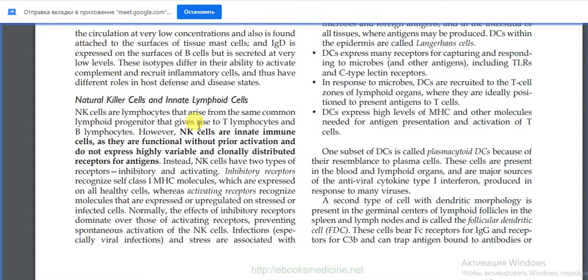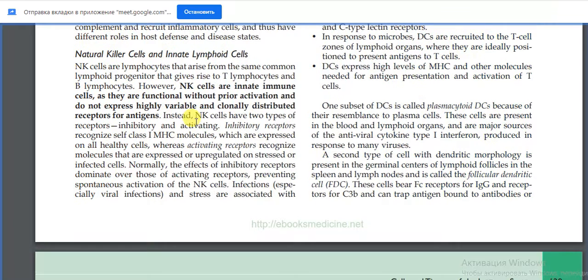Okay, natural killer cells have 2 types of receptors. They are inhibitory and activating receptors. So inhibitory receptors can recognize the MHC1 molecules. As you remember, they are present in all cells. But activating receptors recognize molecules that are expressed on or upregulated on stressed or infected cells.